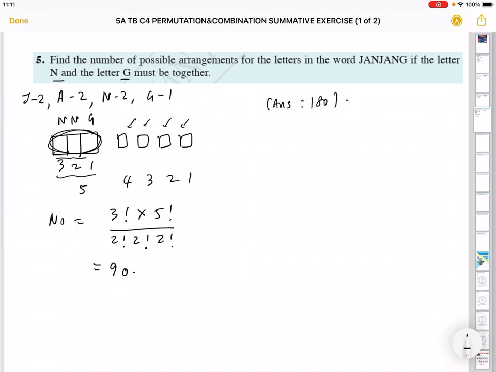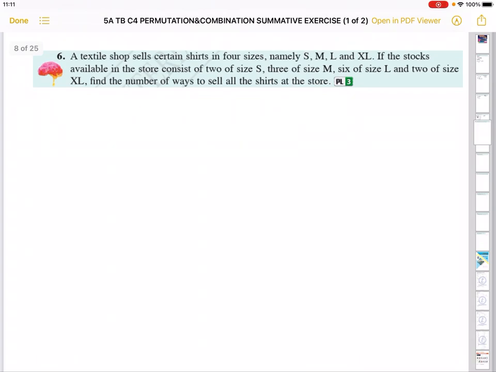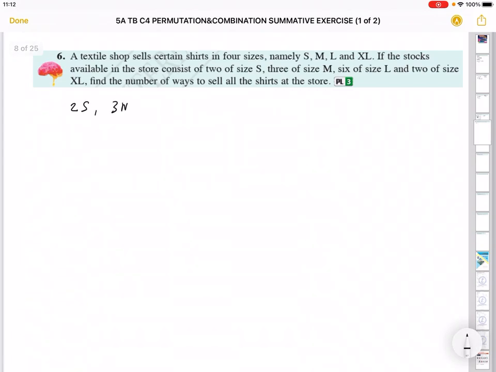Okay, so let's talk about the next one. A textile shop sells certain shirts in 4 sizes, namely S, M, L, and XL. If the stocks available in the store consist of 2 of size S, 3 of size M, 6 of size L, 2 of size XL, okay, so we're going to write down 2S, 3M, 6L, 2XL. Find the number of ways to sell all the shirts in the store.